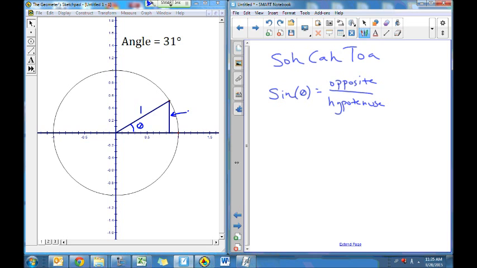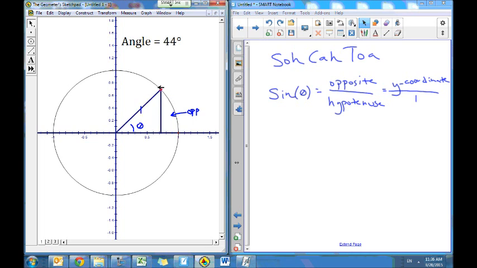Now this is the opposite right here. But the hypotenuse is 1, which is very useful to us, which is why we're choosing to use the unit circle. So this is going to be the y-coordinate over 1, which simplifies to just being the y-coordinate, which means that wherever I am on the unit circle, whatever the y-coordinate is going to be the sine of x. That's very, very useful to us.